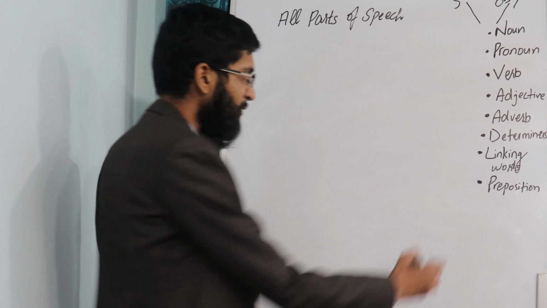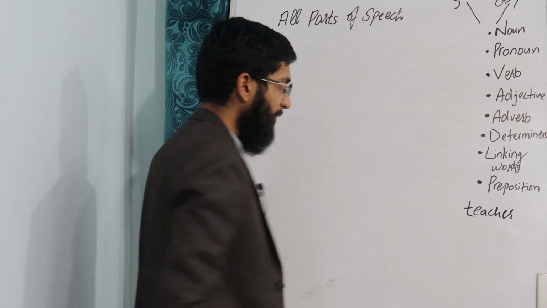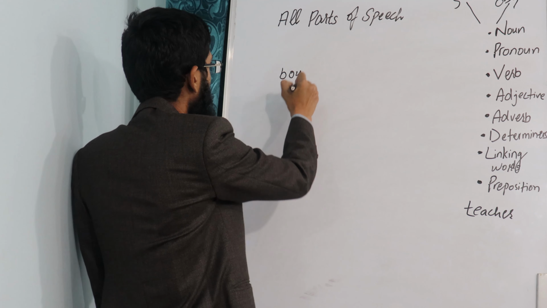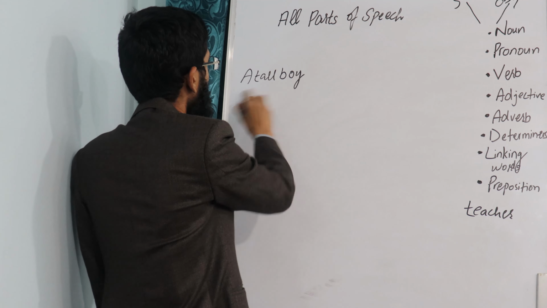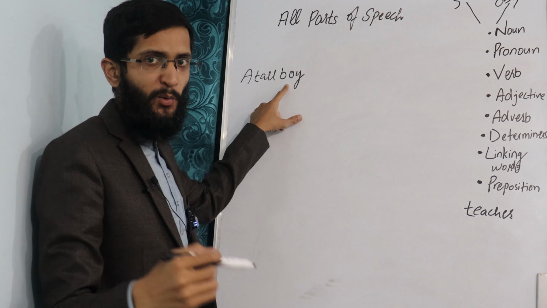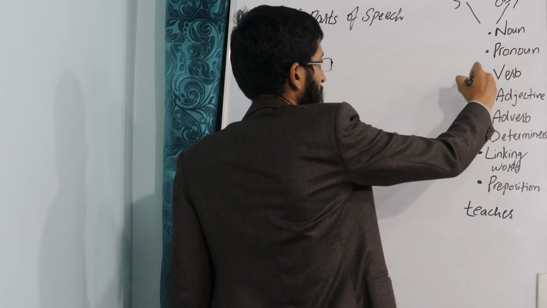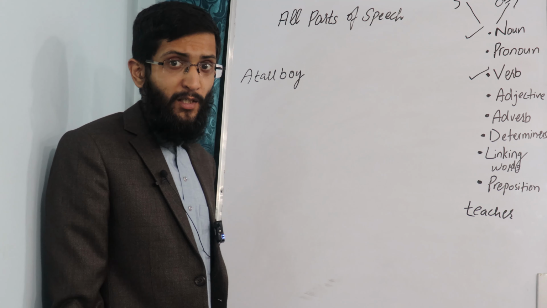For example, you took a noun, teacher or boy or girl. So I will take boy. Boy is a noun, so I would say a tall boy. A tall boy, this is the subject. Now you need a verb. The second is verb. First noun and then verb, I mean subject and verb.